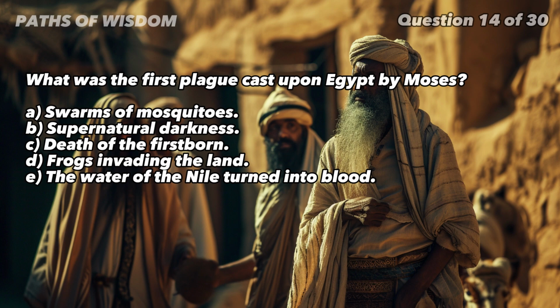Question 14. What was the first plague cast upon Egypt by Moses? Option A, swarms of mosquitoes. Option B, supernatural darkness. Option C, death of the firstborn. Option D, frogs invading the land. Option E, the water of the Nile turned into blood.